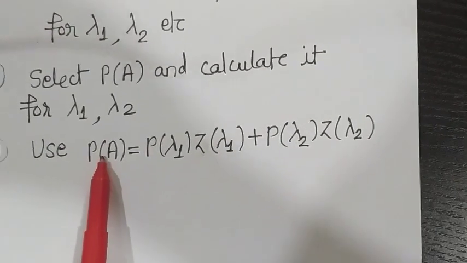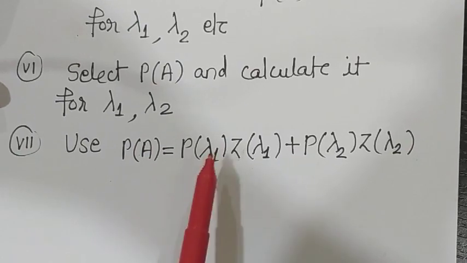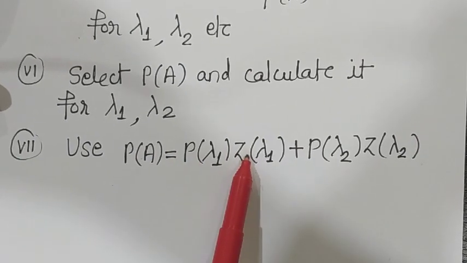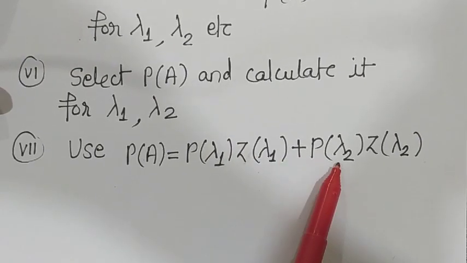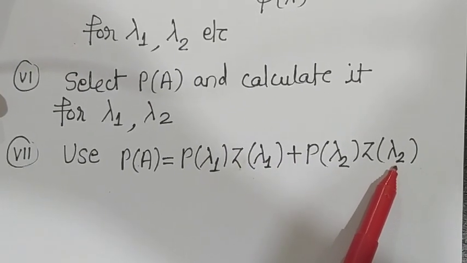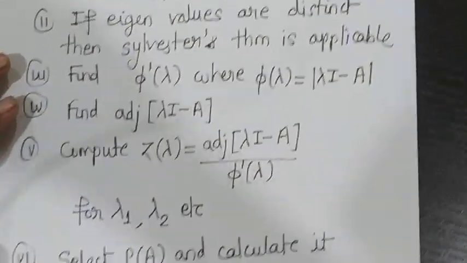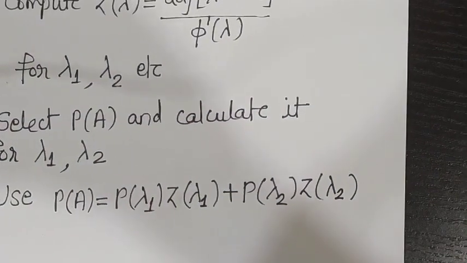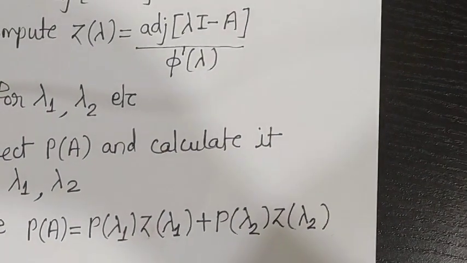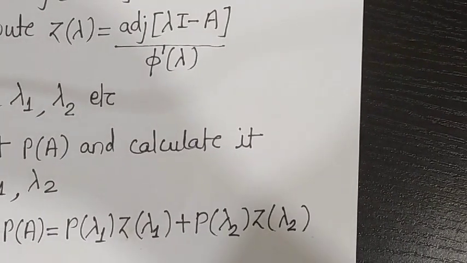The Sylvester theorem statement is that any polynomial in A can be written in terms of Sylvester coefficients as P of lambda 1 into Z of lambda 1 plus P of lambda 2 into Z of lambda 2. So these are the major steps to be used in order to get the desired result. Using this we can find the solutions for any given problem. So let us solve the first example.